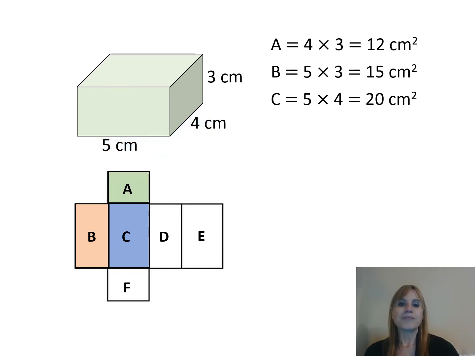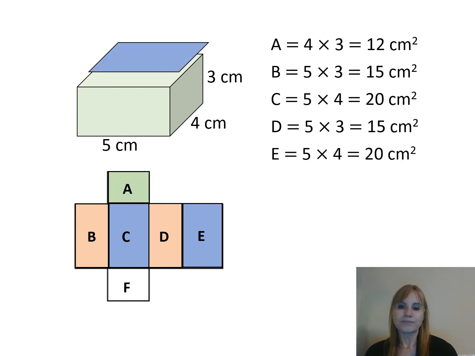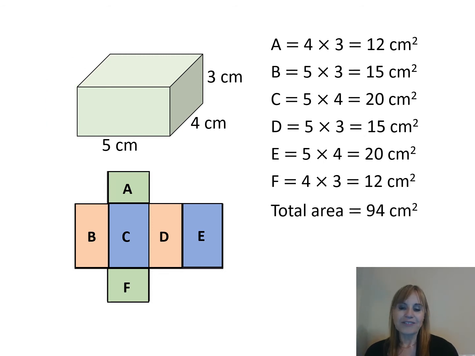D is the back of my cuboid, so again it has a base of 5 and it has a height of 3. E is the top of my cuboid, which is 5 by 4. And finally F is the left hand side of my cuboid, so those dimensions are also 4 by 3. So when I add those together, I have a total surface area of 94 centimetres squared.